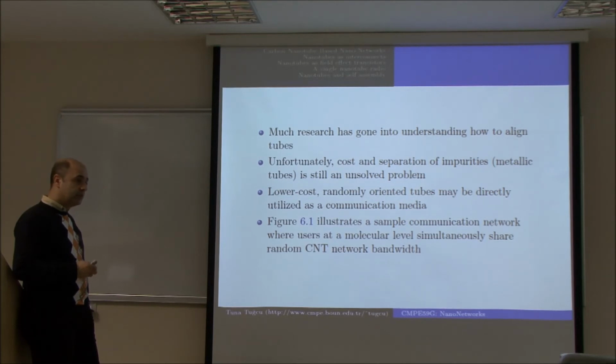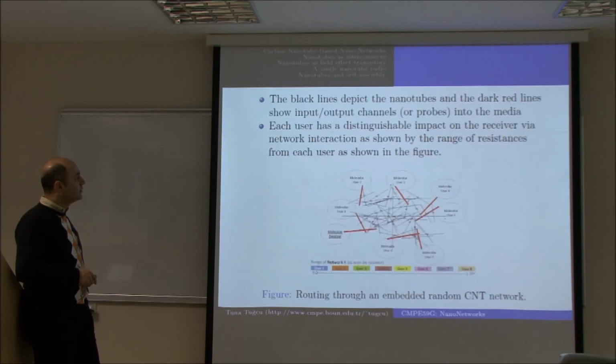So rather than properly trying to align everything, if you come up with a design which is random and which can tolerate some impurities like the metallic tubes, if you can tolerate all these and still be able to do communications, that will help improve your system. So in the following figure, a sample communication network where users at a molecular level simultaneously share a random carbon nanotube network bandwidth is shown here.